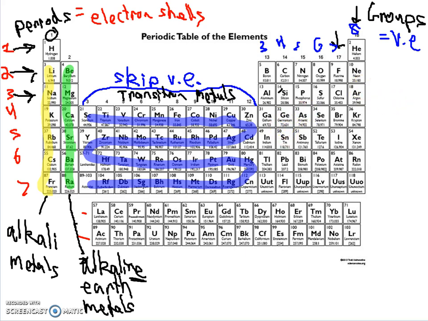All right, and then the next group that I want you to actually remember, let's do red, is the halogen group, which is right here. So in red, these are halogens. So fluorine, chlorine, bromine, etc.